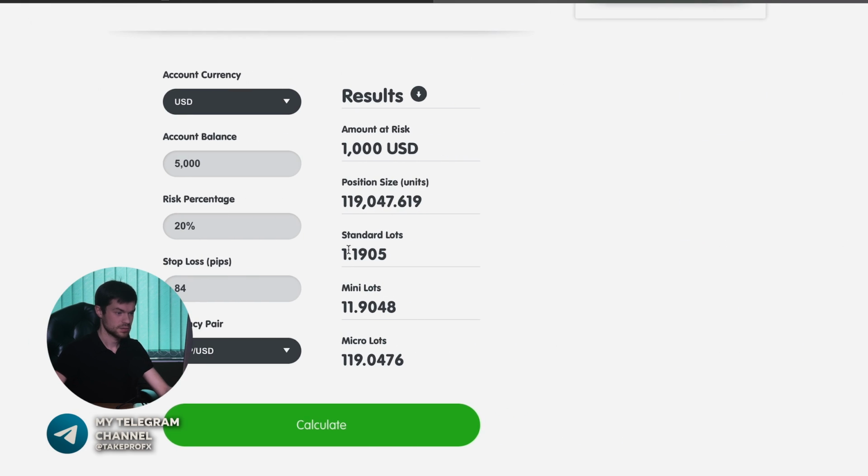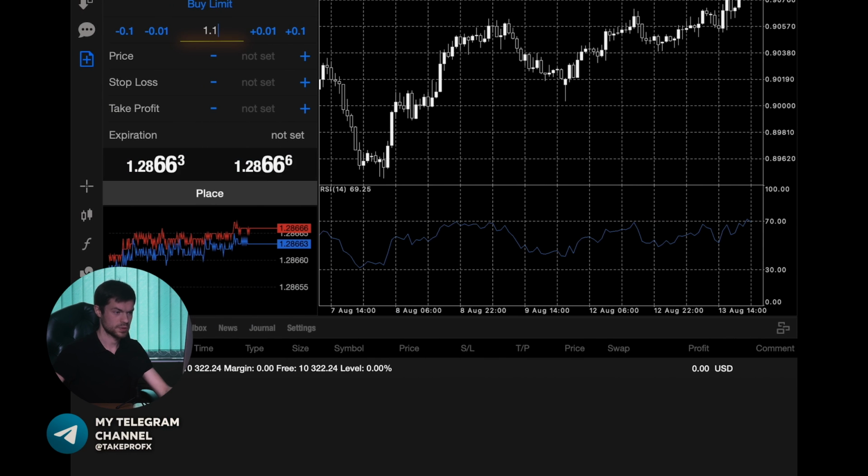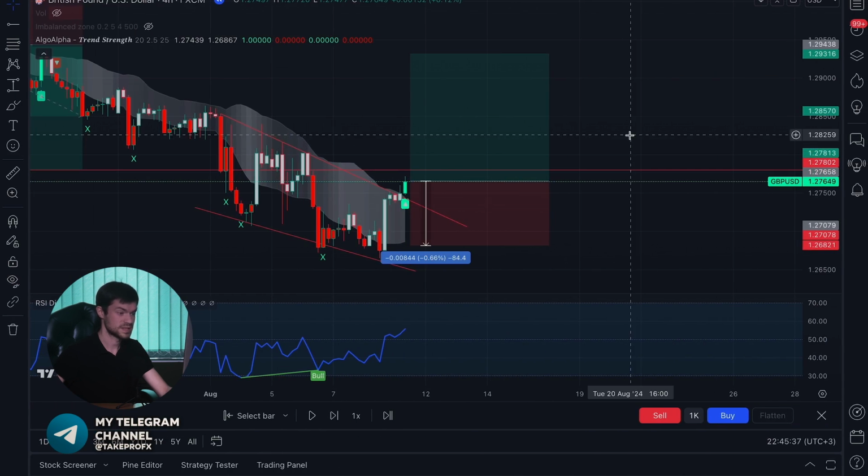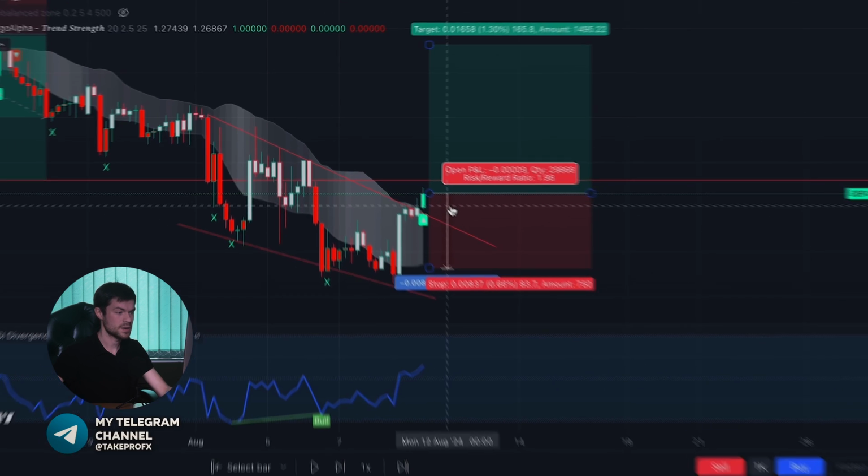Then click on trade. First of all, we write the size of the standard lot. It is 1.19. Then we enter the price, which we have found, or just buy on the market. We can choose a market order, click buy, and the order will be executed at the price where it is right now. As you see, we can press buy on the market right now.